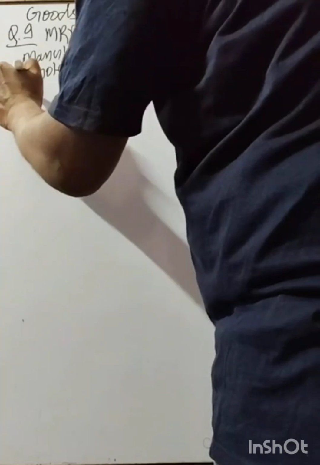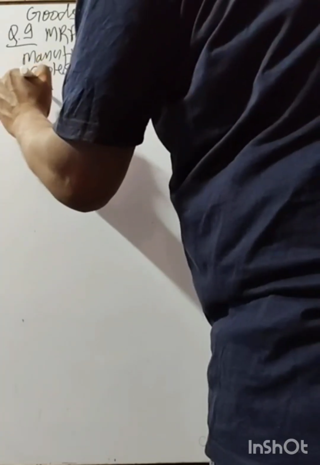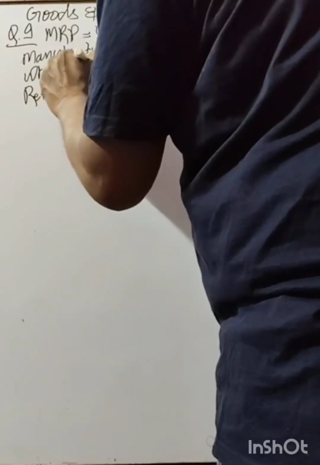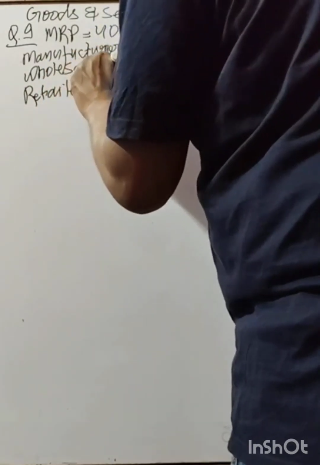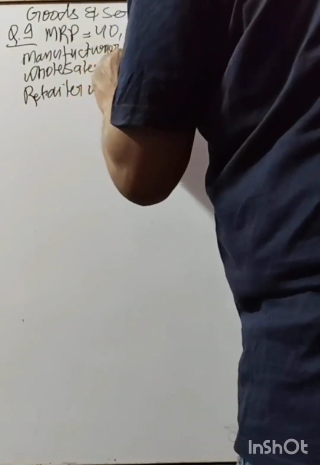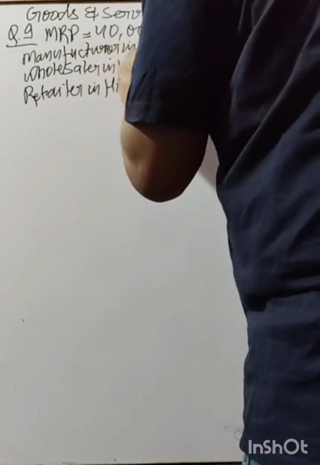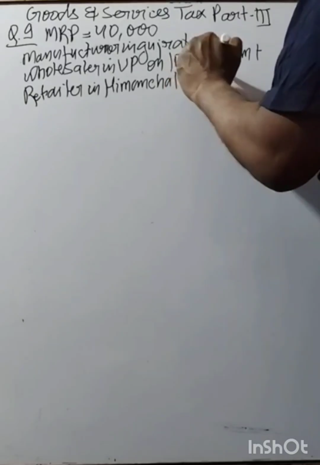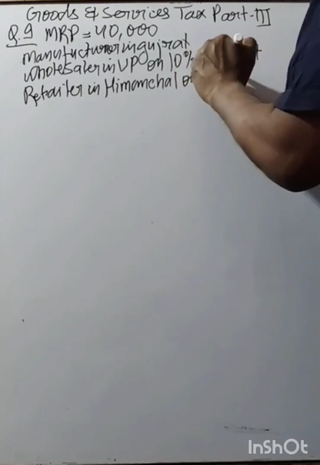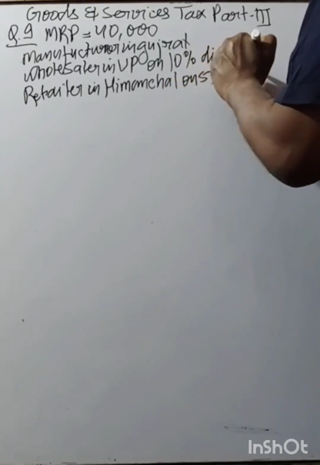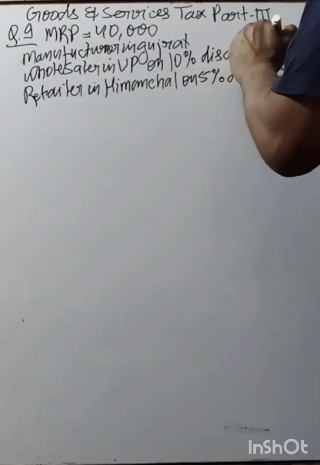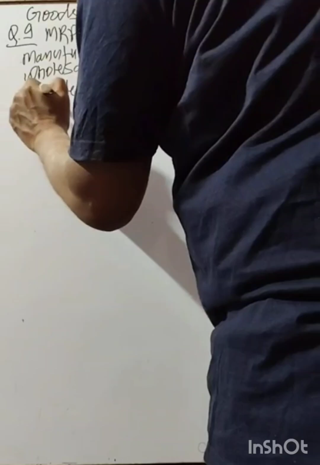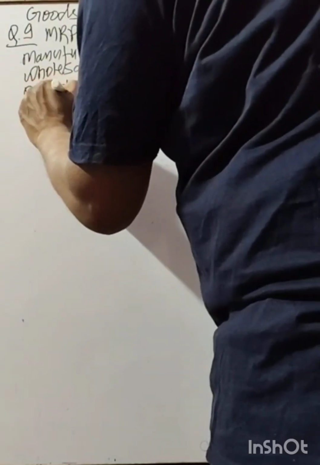And retailer in Himachal at 5% above the printed price. हाँ ठीक है discount. And the rate of GST on the article is 18%.